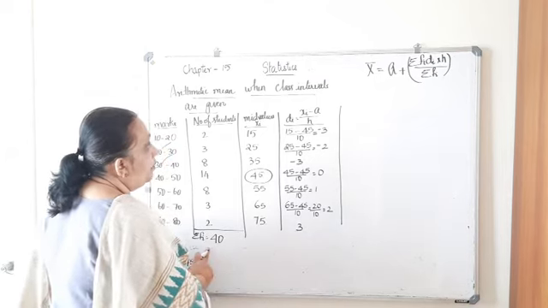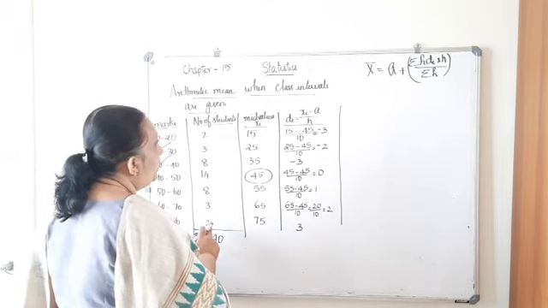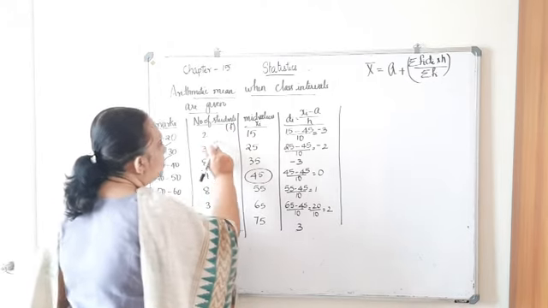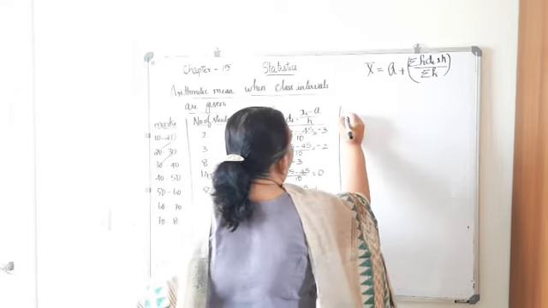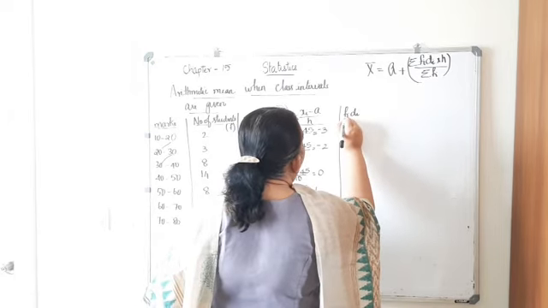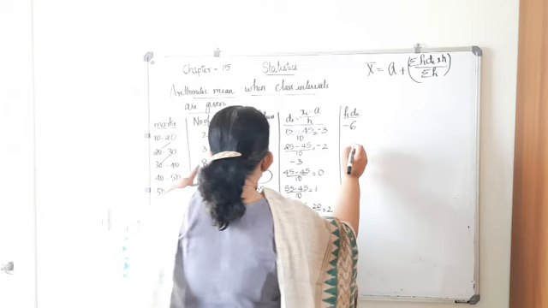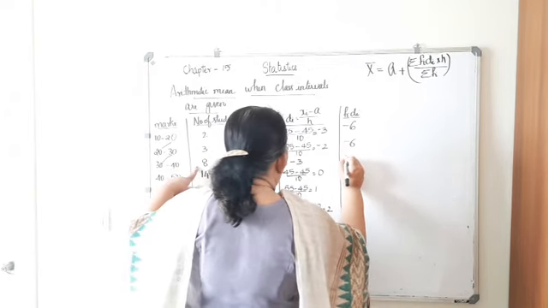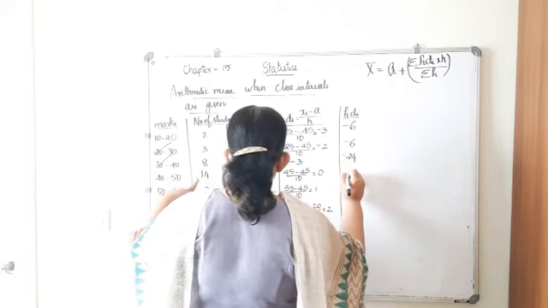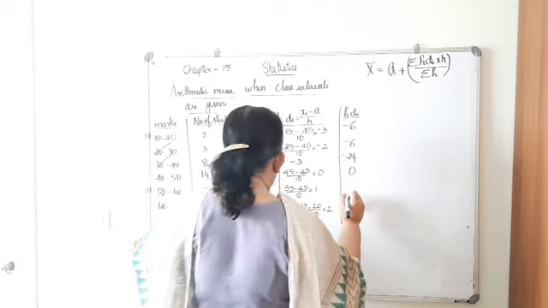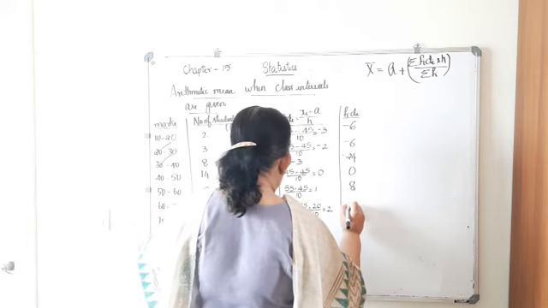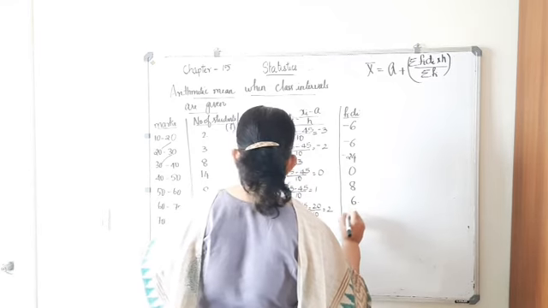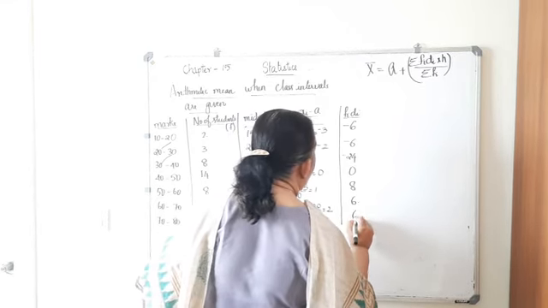Now, next you have to find out sigma fi into di. Fi, the number of students, is the frequency. Fi into di: 3 into minus 2 is minus 6. 8 into minus 3 is equal to minus 24. 14 into 0 is 0. 8 into 1 is 8. 3 into 2 is 6. 2 into 3 is equal to 6.